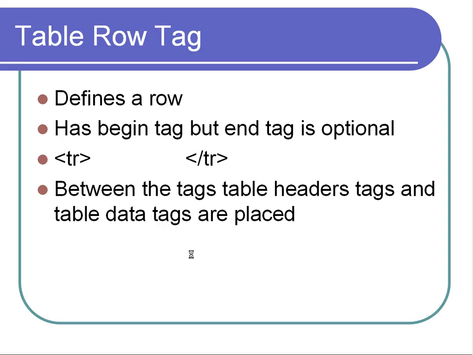Let's talk about the table row. You have to have a begin tag. The end tag is optional, but it's a good idea to place it just so you won't get confused. Between the tags, you place all the other stuff.